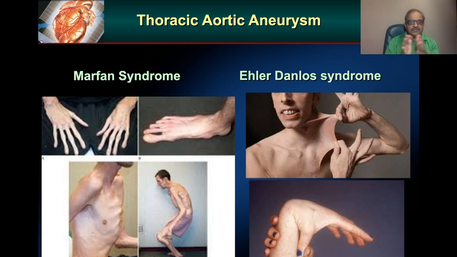On the left side, you see a patient with different features of Marfan syndrome, long fingers and toes, and kyphosis, and then back and chest deformities. And on the right side, you can see a patient with Ehlers-Danlos syndrome. The skin is hyperelastic and the fingers are hyperflexible. Both these conditions are associated with the aneurysm of ascending aorta.